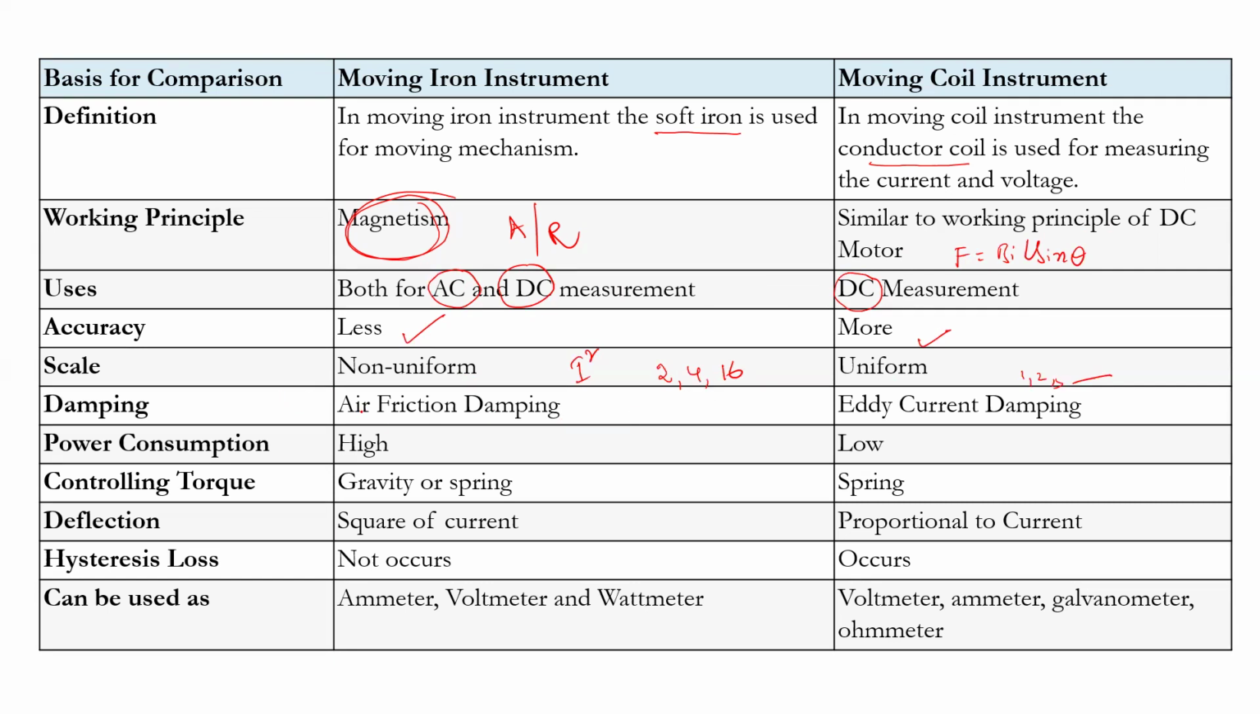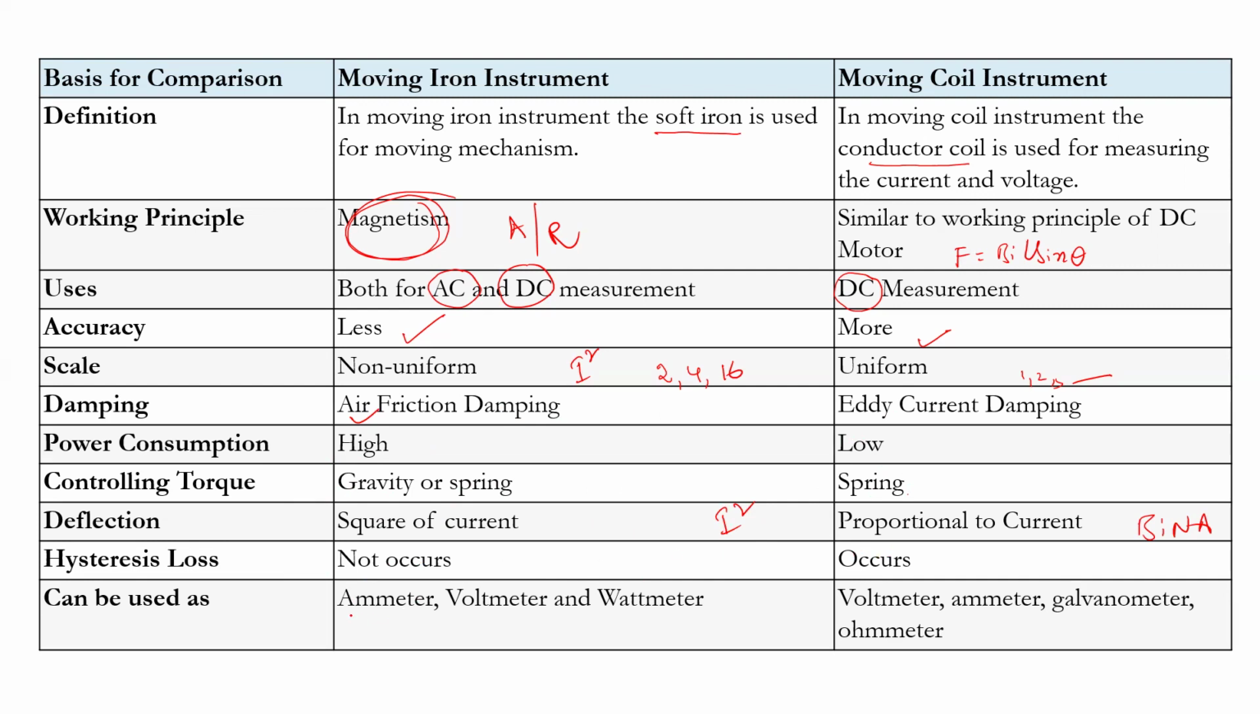Damping wise, air friction or fluid friction can be used here, whereas this one can only use eddy current damping. Power consumption is high for moving iron, whereas this one is low. Controlling torque is due to gravity or spring; this one is obviously spring. The deflecting torque is the square of the current for moving iron, whereas this one is only the current. Hysteresis loss doesn't occur in moving coil, whereas it can occur here.